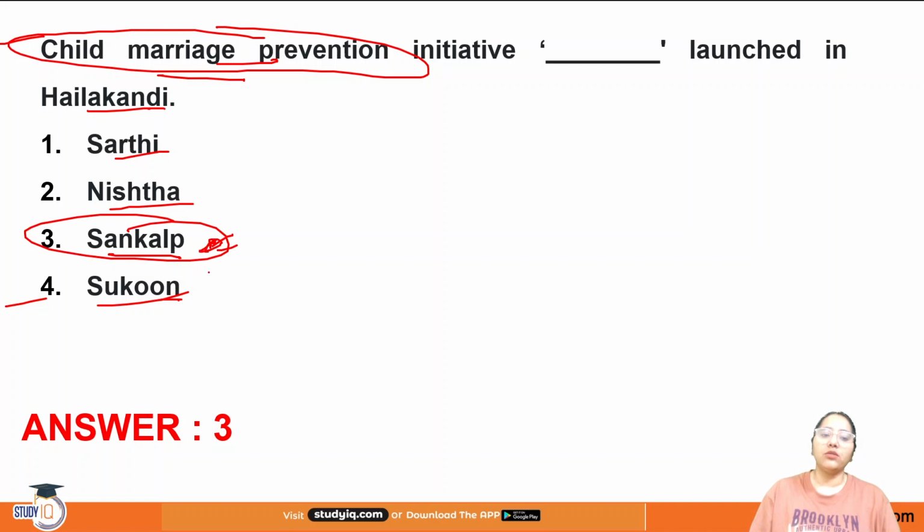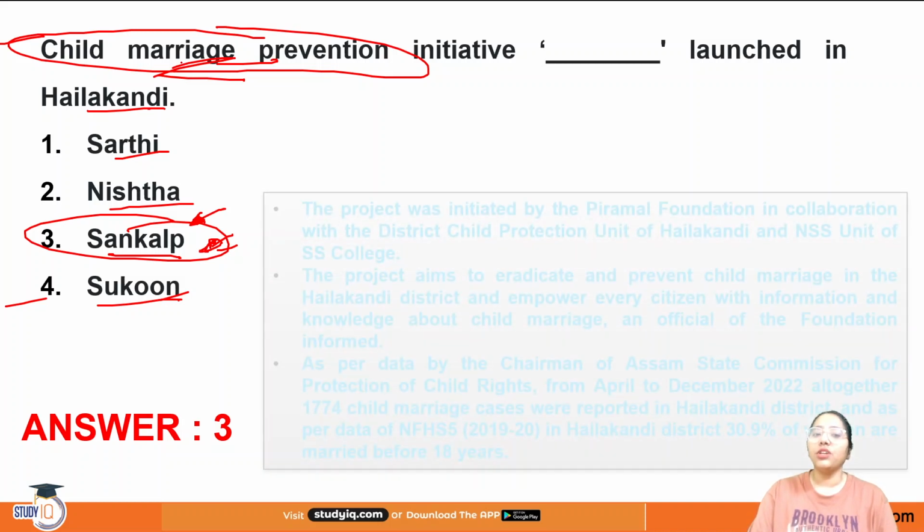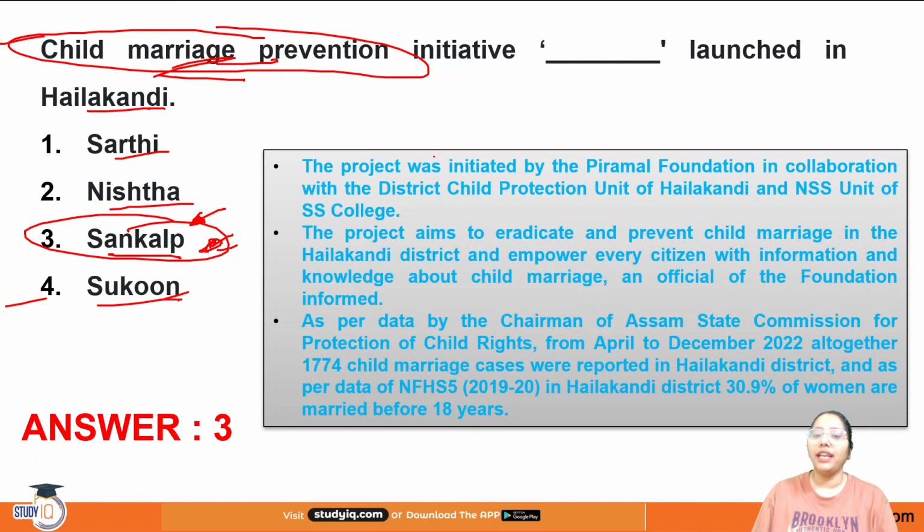In the last part also, you must have read different news regarding child marriage prevention. So it is very clear that Assam is determined to reduce child marriage incidents in the state. The Sankalp initiative is related to child marriage prevention. It is being launched in Hailakandi. This project was initiated by the Piramal Foundation in collaboration with the District Child Unit of Hailakandi and the NSS unit of SS College. The project is aimed at eradication and prevention of child marriage in Hailakandi district. It will empower every citizen with information and knowledge about child marriage.